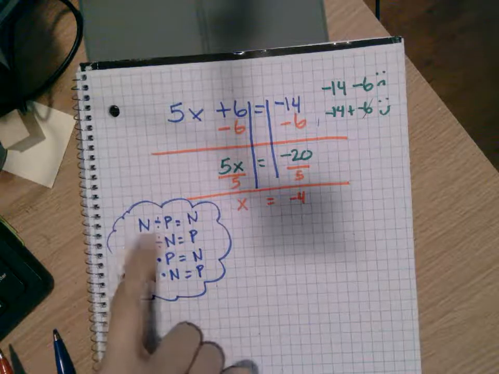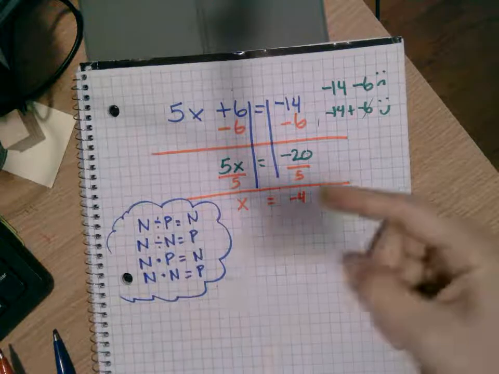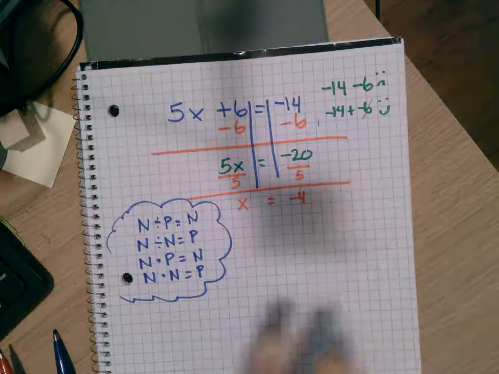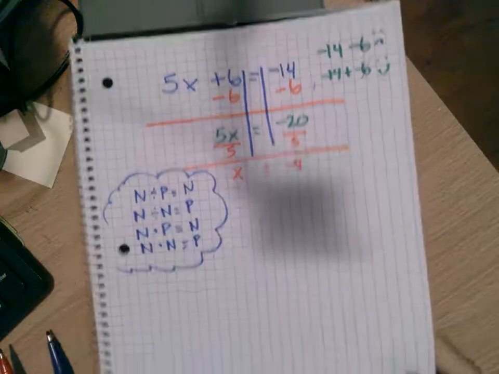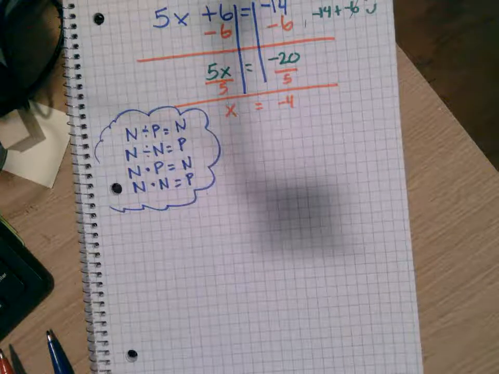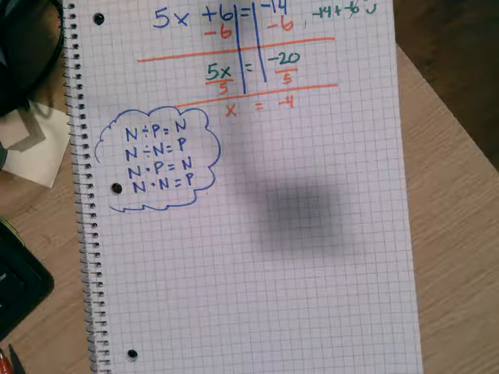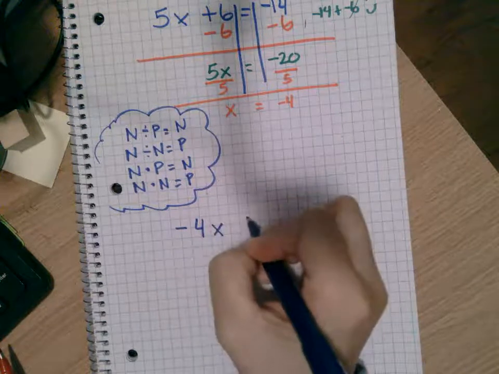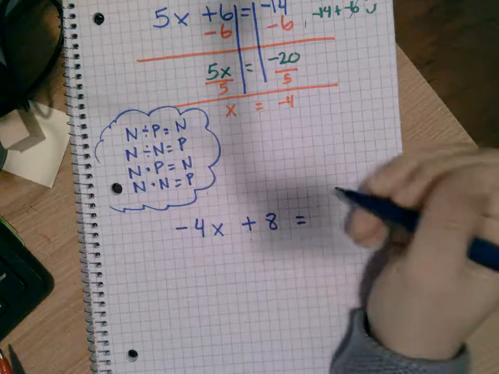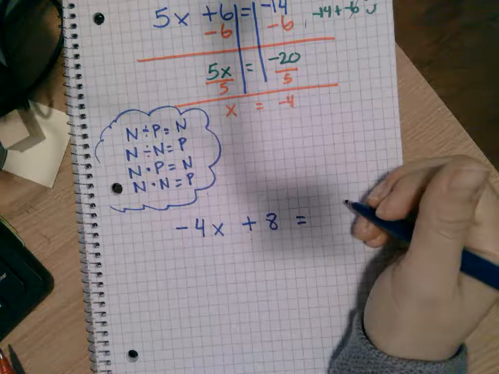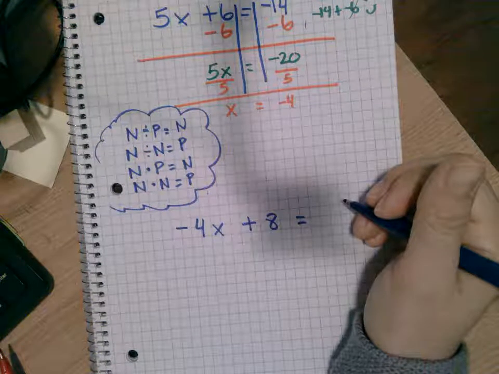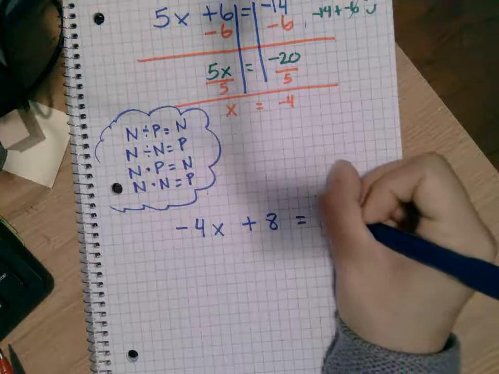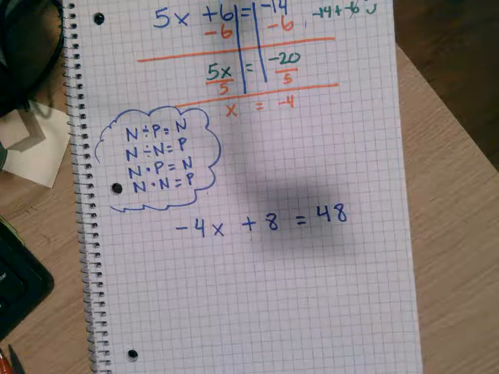If I have a negative divided by a positive, it's going to be a negative. That's what we have right here. A negative divided by a positive, my answer is a negative. Okay, so we're going to be dealing with some negatives today. All right, let's try doing this one. Negative 4x plus 8 equals 48.